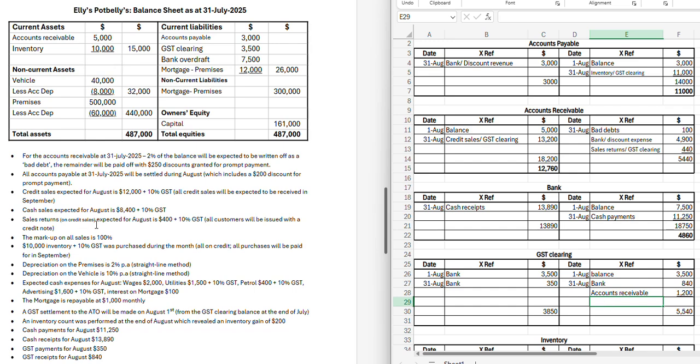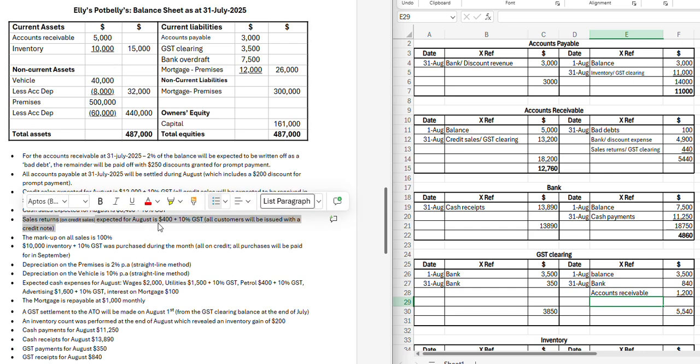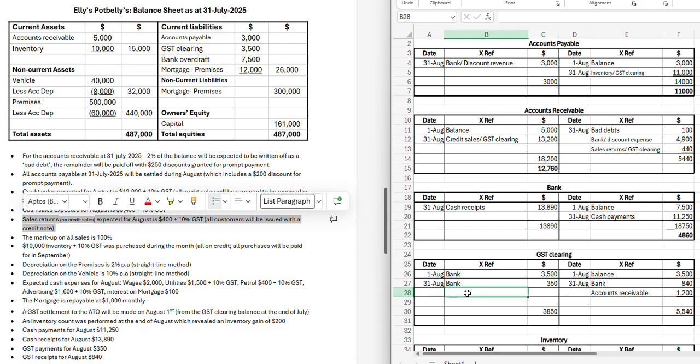Okay, then if we go down to this sales returns point, we're going to do the opposite of what we just did there. Those sales returns, we need to reduce what the accounts receivable are going to pay us. So that's actually going to reduce our GST liabilities since those sales have been negated. So again, another cross-reference to accounts receivable. 10% of 400 is 40. So we just get a very small offset there for that return.